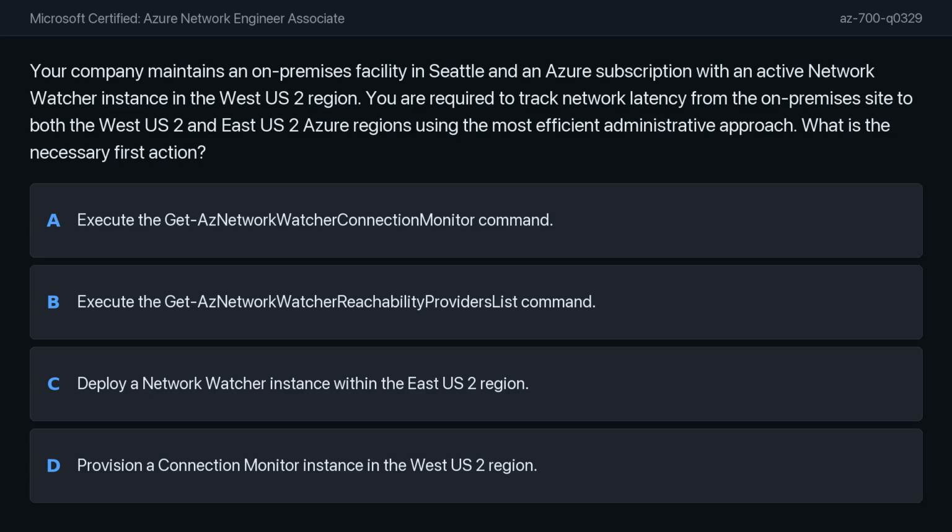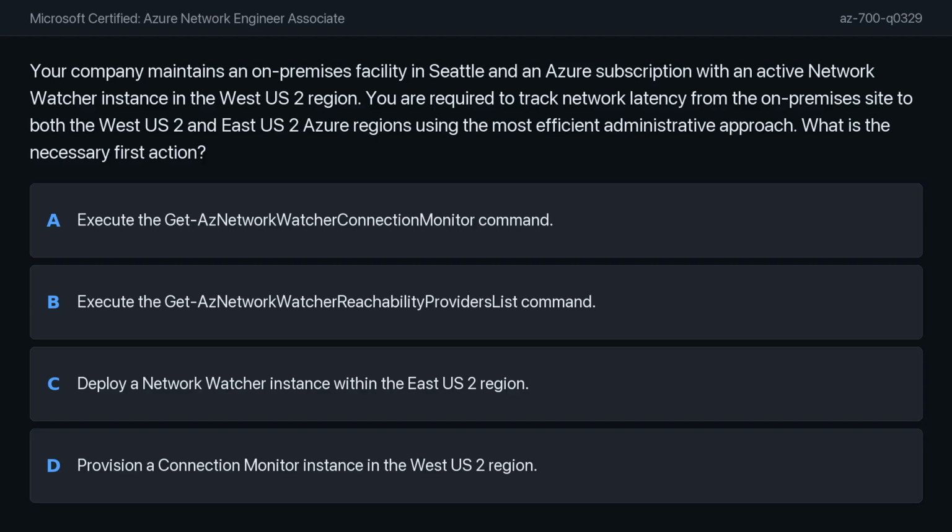Your company maintains an on-premises facility in Seattle and an Azure subscription with an active Network Watcher instance in the West US2 region. You are required to track network latency from the on-premises site to both the West US2 and East US2 Azure regions using the most efficient administrative approach. What is the necessary first action?